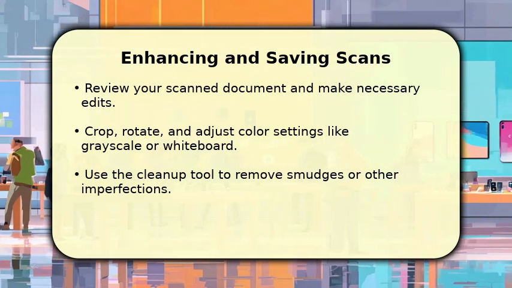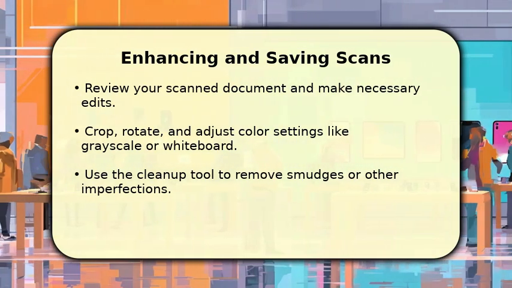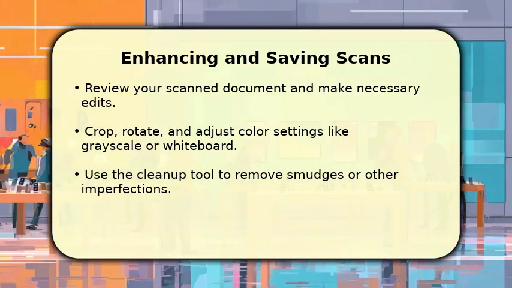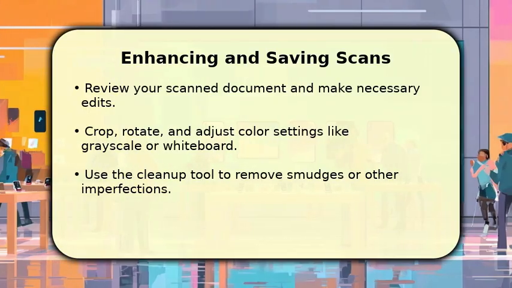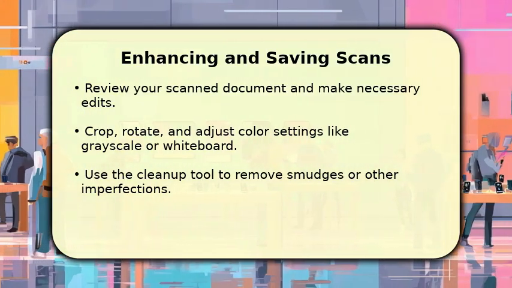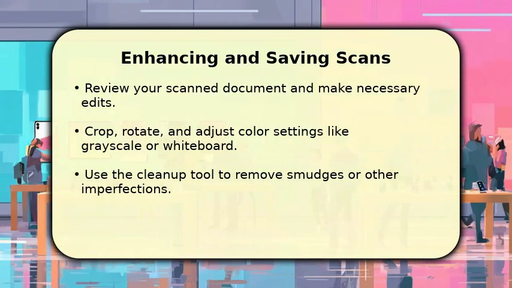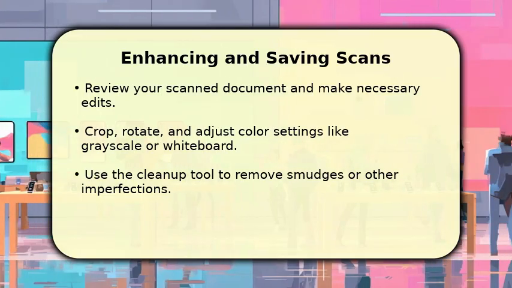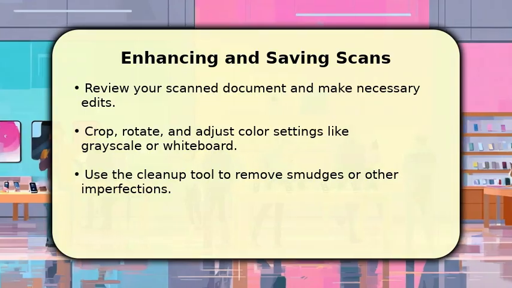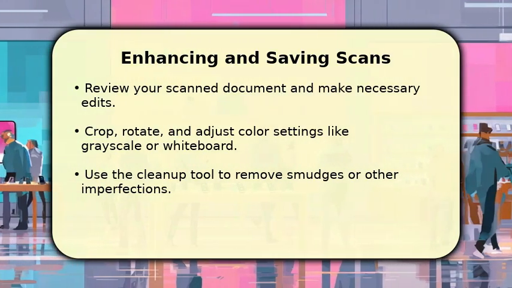After scanning, it's time to refine your document. Review the scan and use the editing tools available. You can easily crop, rotate, or adjust color settings, choosing options like grayscale, color, or whiteboard for optimal clarity. The cleanup tool is fantastic for removing any unwanted smudges or marks. Finally, rename your scan to something descriptive, making it simple to find later. These steps ensure your digital document looks professional and is well organized.